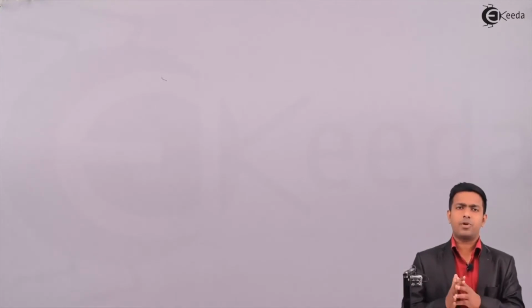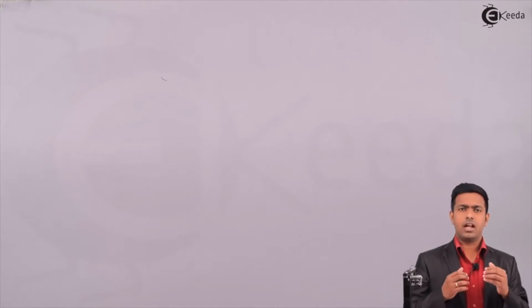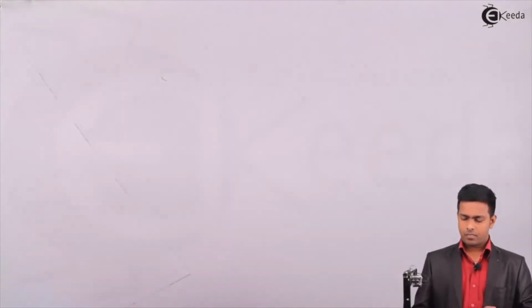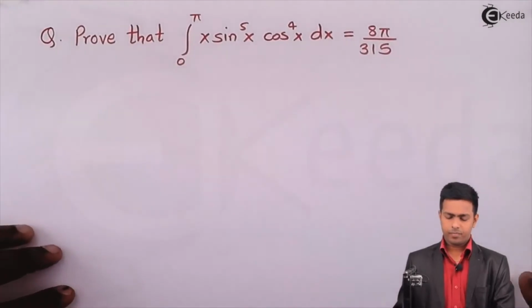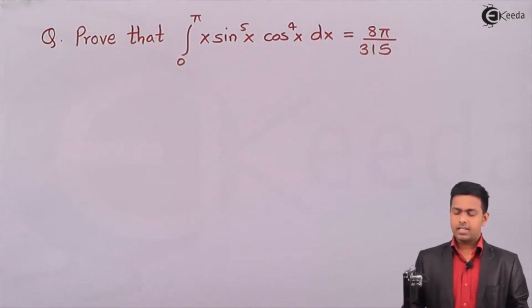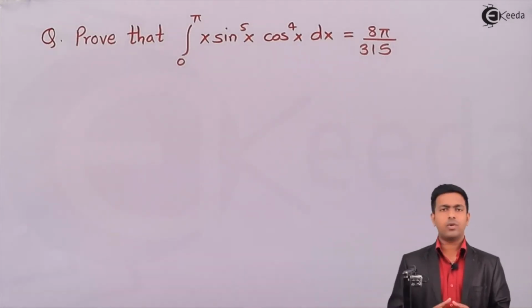See the concept of beta function, and based on the definition of beta function as well as the properties of beta and gamma function, we are going to solve the numerical. So here I have a numerical for you. We have to prove that the integration from 0 to pi of x sin^5 x cos^4 x dx is equal to 8 pi upon 315.